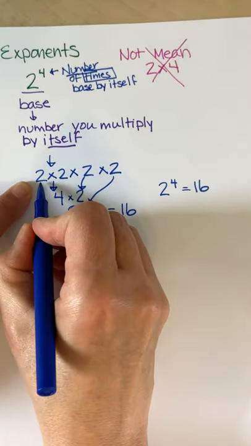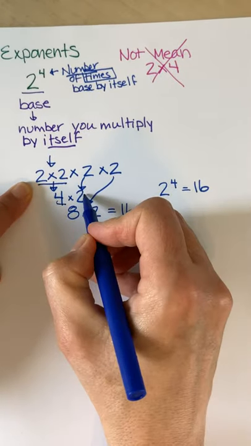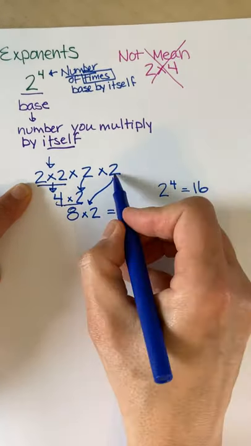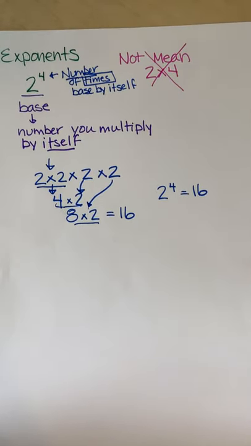So what you do is you multiply 2 at a time, always with exponents. 2 × 2 = 4. Then I brought down another 2, that's 8. And then I multiply by another 2, that's 16. You're never adding, like ever adding.